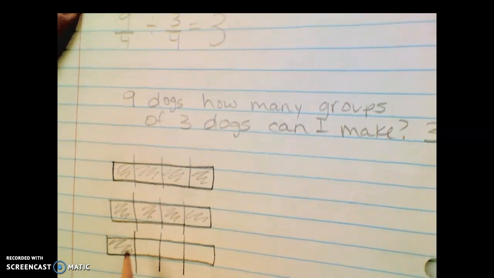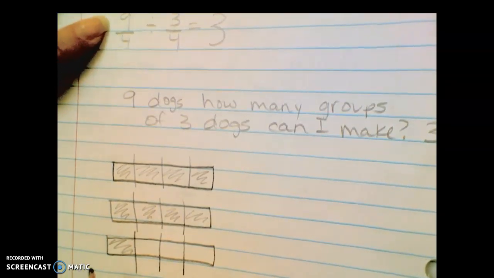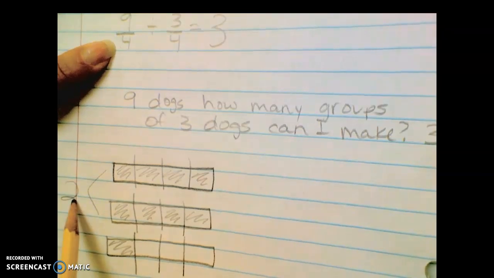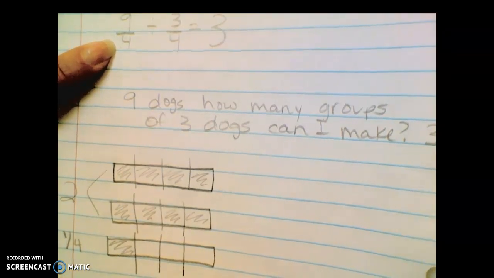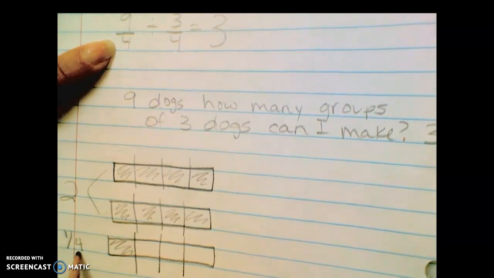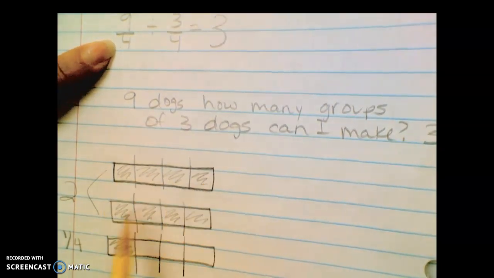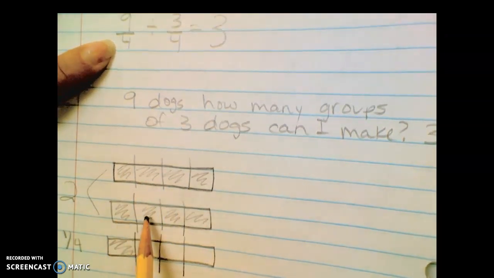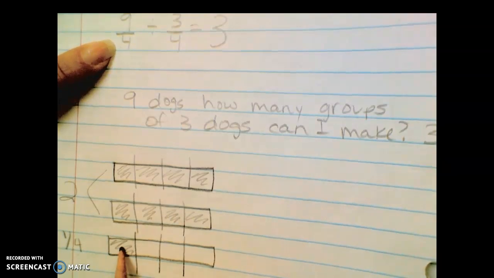And again, why I like us drawing these models is it helps us to get that visualization. 9/4 is improper. That tells me that I have wholes. In this case, I have 2 wholes and 1/4 of another item. So I have 2 and 1/4 is the same as 9/4. 1, 2, 3, 4, 5, 6, 7, 8, 9.